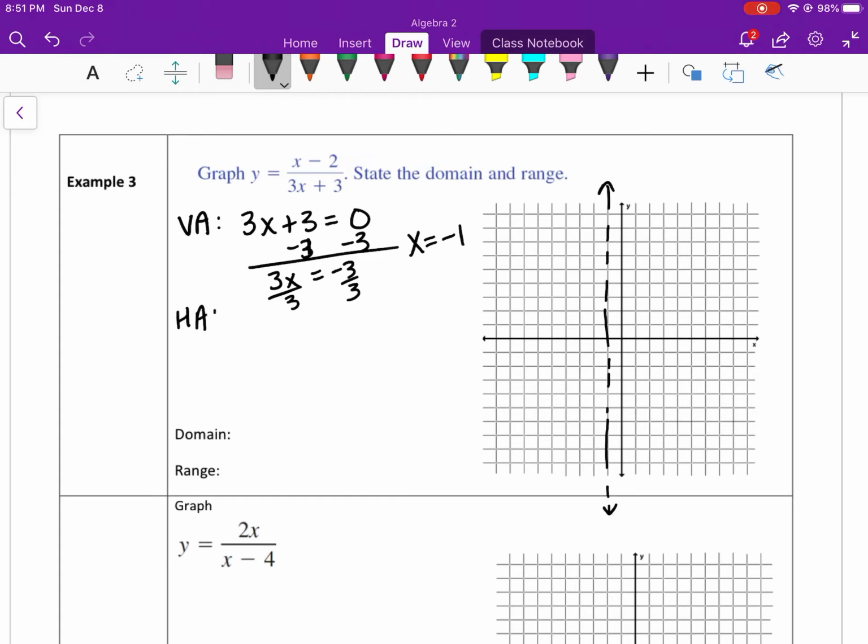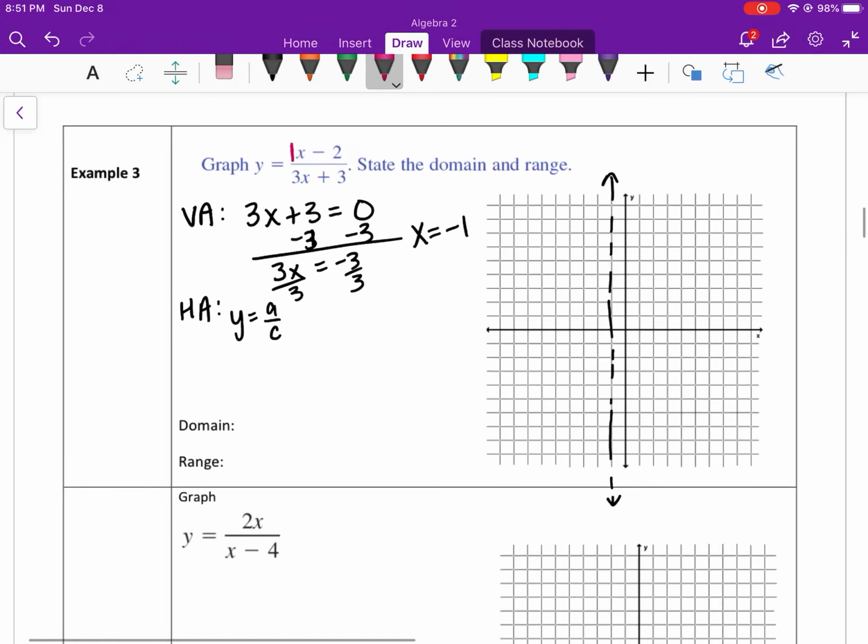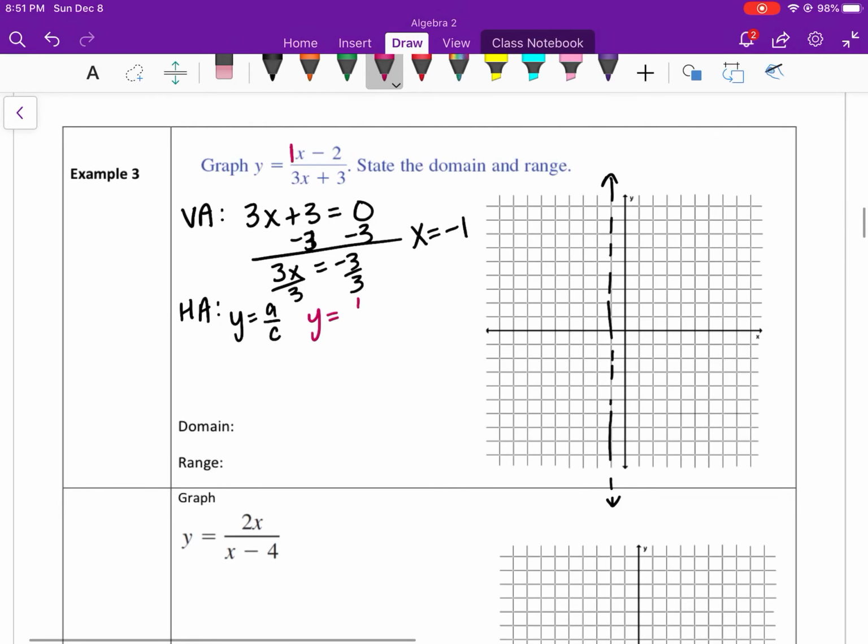Then for the horizontal asymptote, it's y equals a over c, where those are your leading coefficients. So a is 1 and c is 3. So y equals 1/3 is my horizontal asymptote. So you're just going to have to draw that as best you can, 1/3, 0.3 above 0. So I switched to red because it was a skinnier marker.